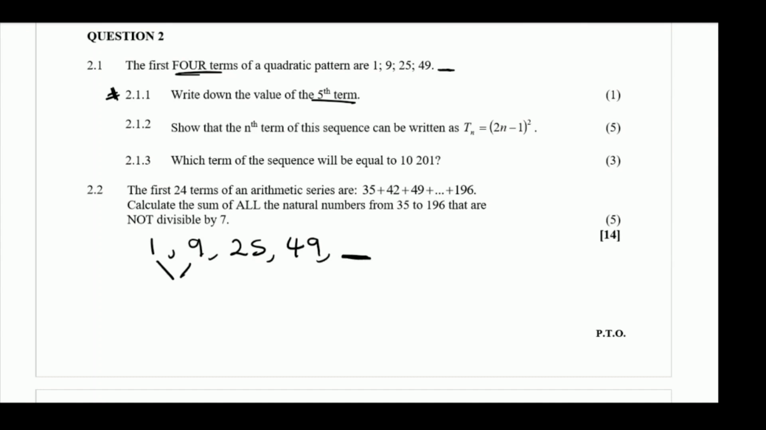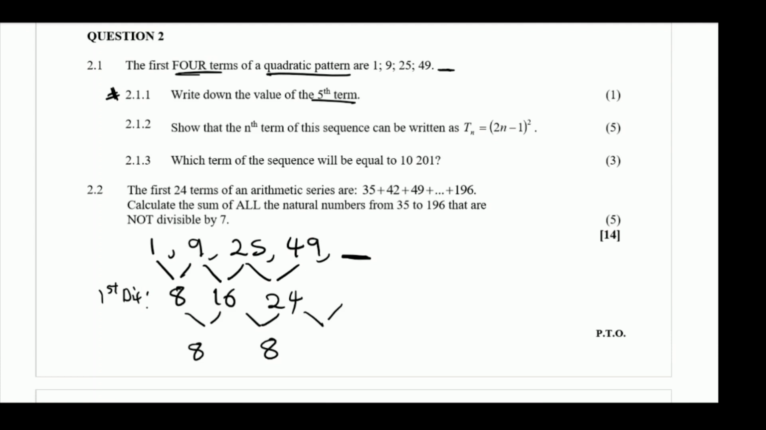So what you're going to do is find the difference between these given numbers. So you're going to say 9 minus 1, you're going to get 8. 25 minus 9, you're going to get 16. 49 minus 25, you're going to get 24. You know that this is going to be the first difference of your quadratic, and your quadratic number pattern has a constant second difference. So our second difference in this case is going to be 8. So we know that this 8 is just going to continue just like that.